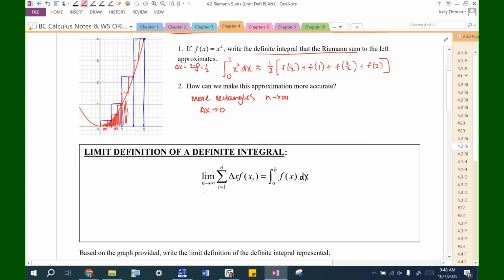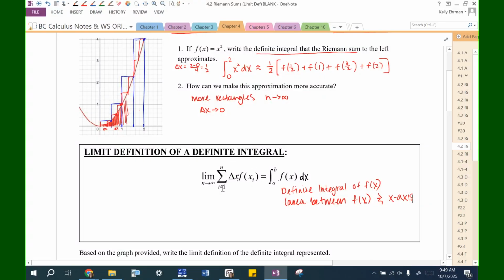So this is very fancy notation for Riemann sums. So let's break this down. First off, on this side, we have the definite integral of f of x. And this represents the area between f of x and the x-axis. Okay, so what is this on the left side?